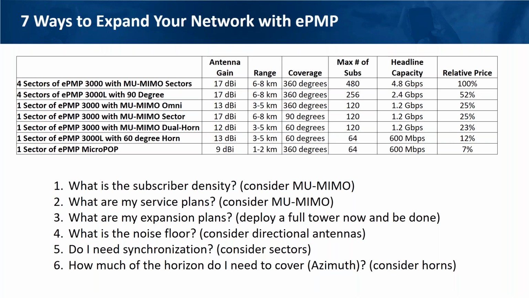You can also put up single sectors. If I'm just looking at covering a 90-degree area or a 60-degree area, you can see that cost comes down. And of course, the lowest relative price is that MicroPOP. Again, if I just want to claim that I have service coverage in this particular area, this village down the road, I want to get there before my competition does. And ePMP MicroPOP becomes a very cost-effective way to say, yes, I do have coverage in your town, and I can turn your service up very quickly. And I can do that in a cost-effective way.